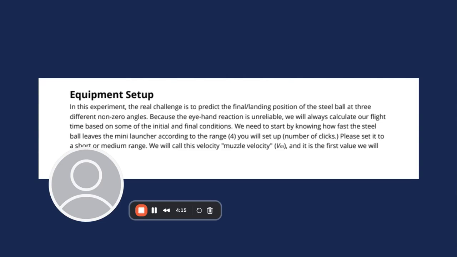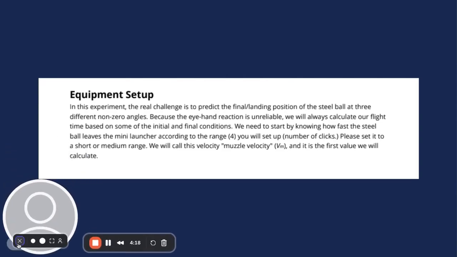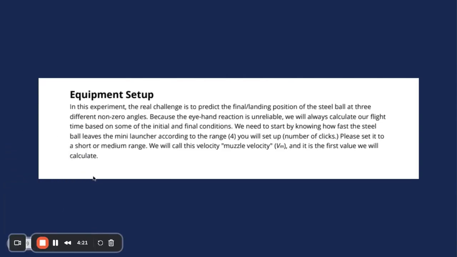Our equipment setup. In this experiment, the real challenge is to predict the final landing position of the steel ball at 3 different non-zero angles. Because human reaction time is unreliable, we calculate our final time based on the initial and final positions. We need to start by knowing how fast the steel ball leaves the launcher according to the range. We will set up either short or medium range. We call this the muzzle velocity, which is VFM, and it is the first value we will calculate.